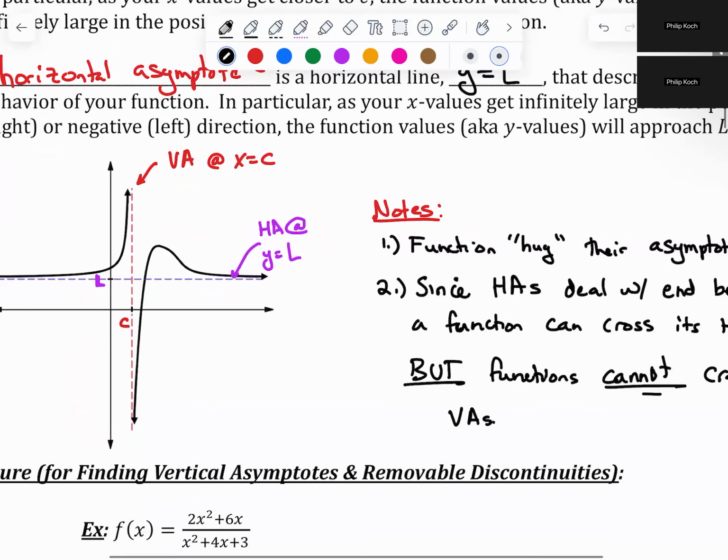This function goes up and over. Let me use a different color so we can see it in action. This function goes up and then over your horizontal asymptote and then levels off and goes back to it. It starts to hug it as we get further and further on to the right.